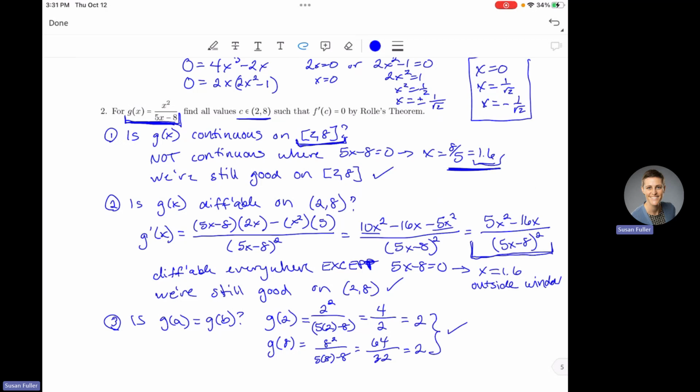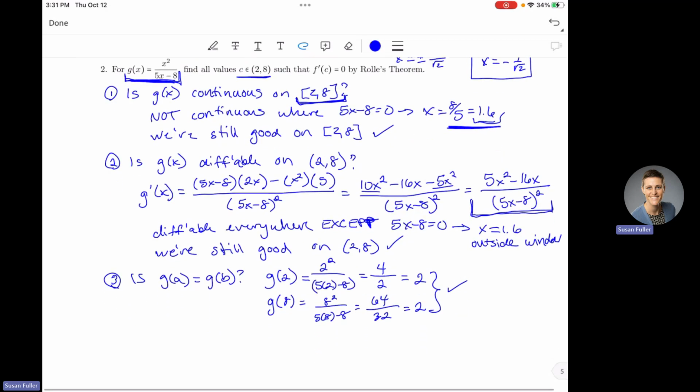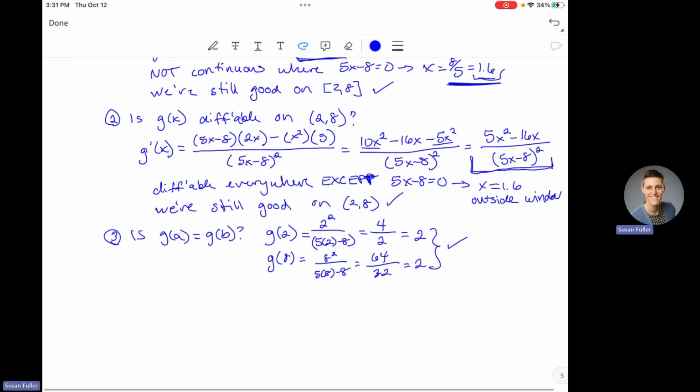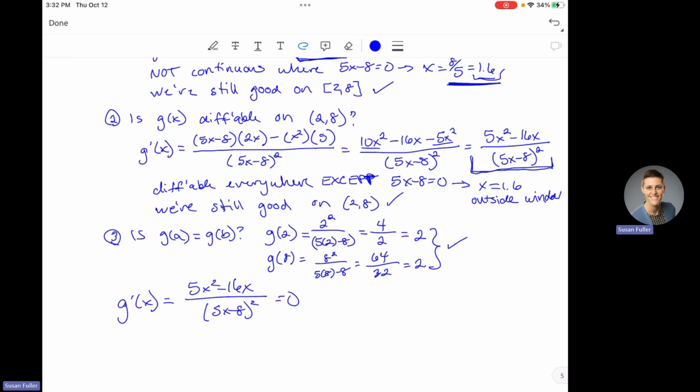We've checked all 3 boxes to make sure that Rolle's theorem applies, and now we just have to find all of our c values that make our derivative equal to 0. So we are going to say we want to find the places where g prime of x, which we found was 5x squared minus 16x all over 5x minus 8 squared, equals 0. We kind of talked about this in class today. This whole fraction is only going to be 0 where the top is equal to 0. So this is going to happen where 5x squared minus 16x is equal to 0. And I'm going to factor to solve this.